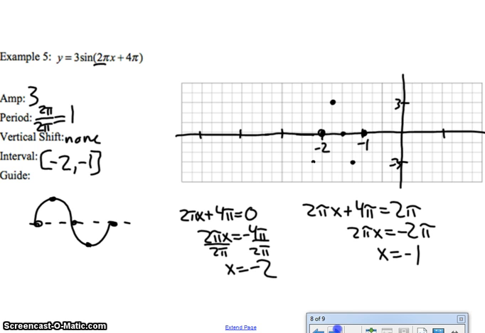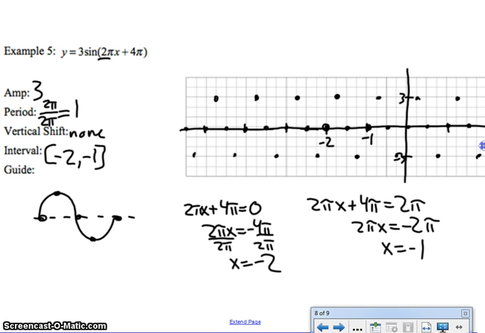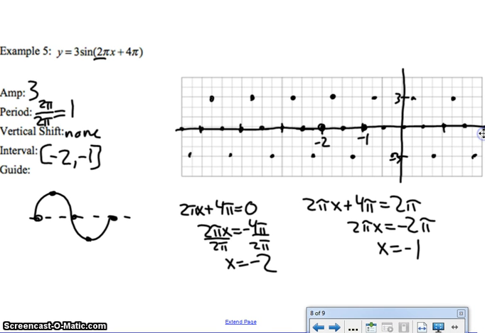All right, so once we have the pattern, I can continue to draw. Okay, so this is a very skinny graph.